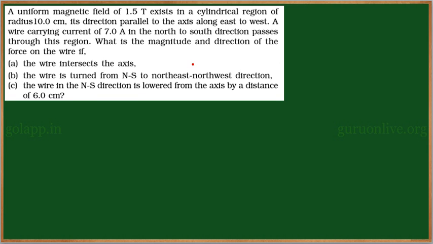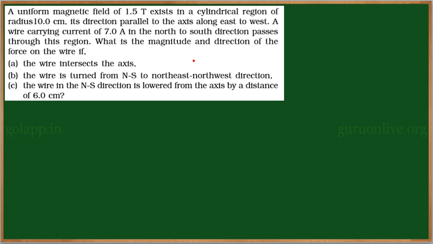See this problem. A uniform magnetic field of 1.5 Tesla exists in a cylindrical region of radius 10 centimeters. Its direction is parallel to the axis, along east to west. A wire carrying a current of 7 amperes in the north to south direction passes through this region.